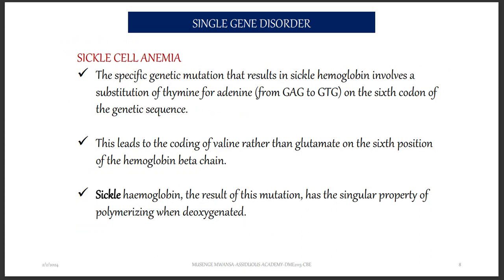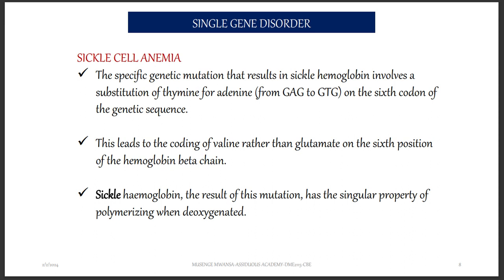Let's now look at single gene disorders. An example is sickle cell anemia. The specific gene mutation that results in sickle hemoglobin involves the substitution of thymine for adenine. So instead of having GAG, you have GTG. You can see the adenine has been replaced by thymine. This is on the sixth codon of the genetic sequence, on the sixth position. This leads to the coding of valine rather than glutamate, so on the sixth position in the hemoglobin beta chain, instead of glutamate, you have valine.